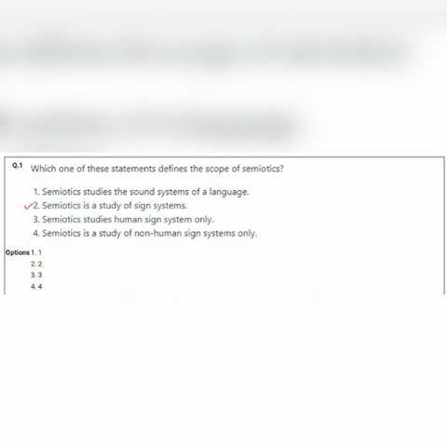The first option says that semiotics is the study of sound system of a language, which is incorrect. The study of the sound system of a language is phonology. So the first option is incorrect. The second option says that semiotics is a study of sign systems, which seems to be appropriate. Option 3 says that semiotics is the study of human sign system only. Option 4 says that semiotics is a study of non-human sign system only, which are both incorrect because semiotics studies both the human system and non-human sign system. So the correct option is option number 2. Semiotics is a study of sign systems.